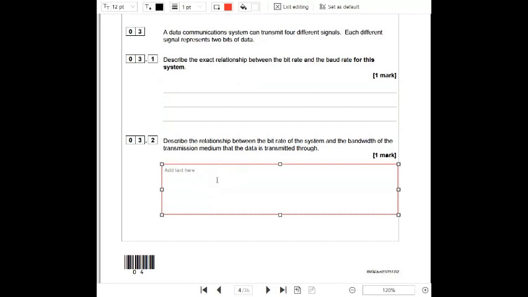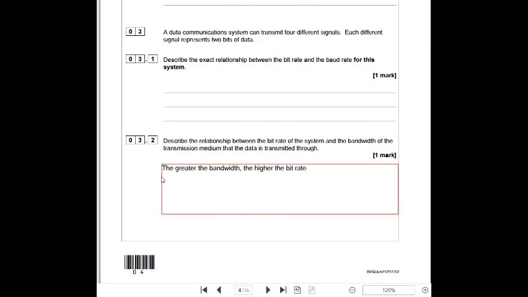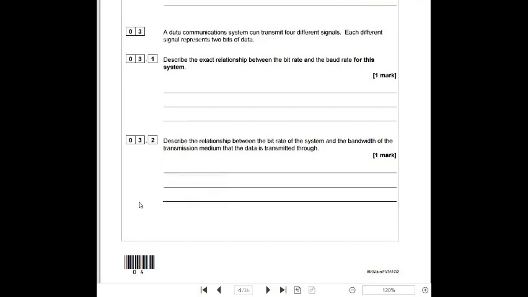Describe the relationship between the bit rate of the system and the bandwidth of the transmission medium that the data is transmitted through. So they're both proportional. They are proportional. Or you could say they're directly proportional. That's literally it. So just say they're directly proportional, or you could say the greater the bandwidth, the higher the bit rate. Any of those will get you a mark. If you say bandwidth constraints bit rate, not having it. And that is question 3. Right there.